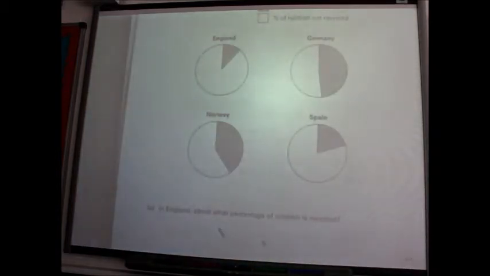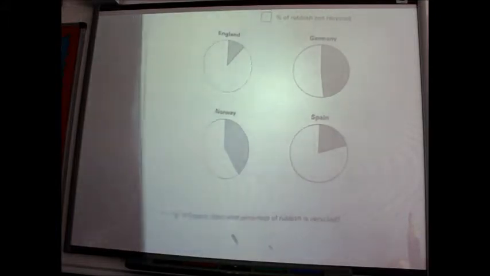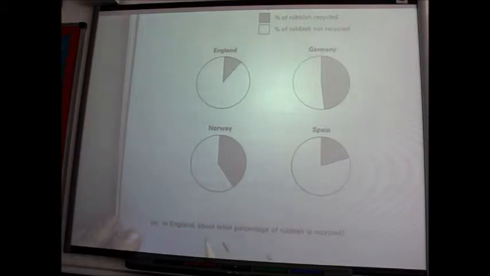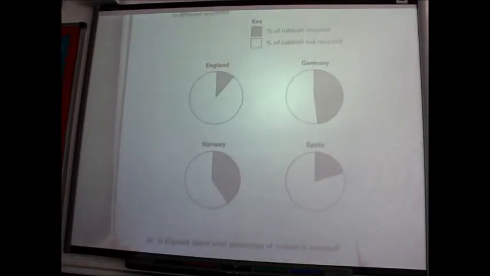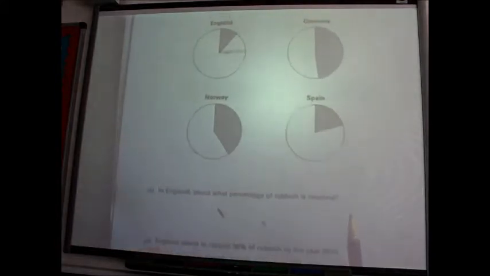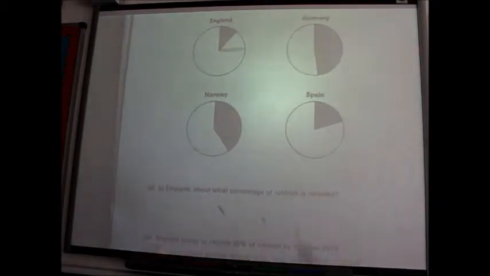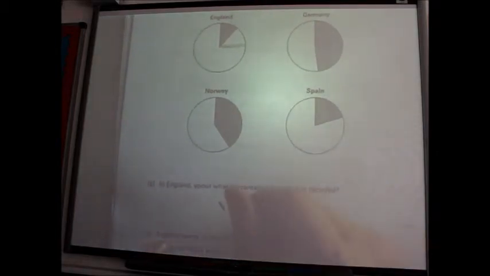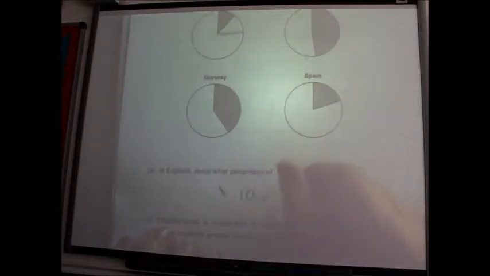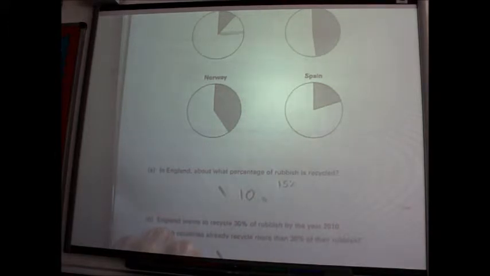Question number 8. The pie chart shows what percentage of household rubbish is recycled in different countries. In England, about what percentage is recycled? I know that here is 25% because that's a quarter. So I think a sensible answer for that one will be around, I'd say, 10%. But I would also accept 15%. So anywhere between 10 and 15%, you'll get the mark.